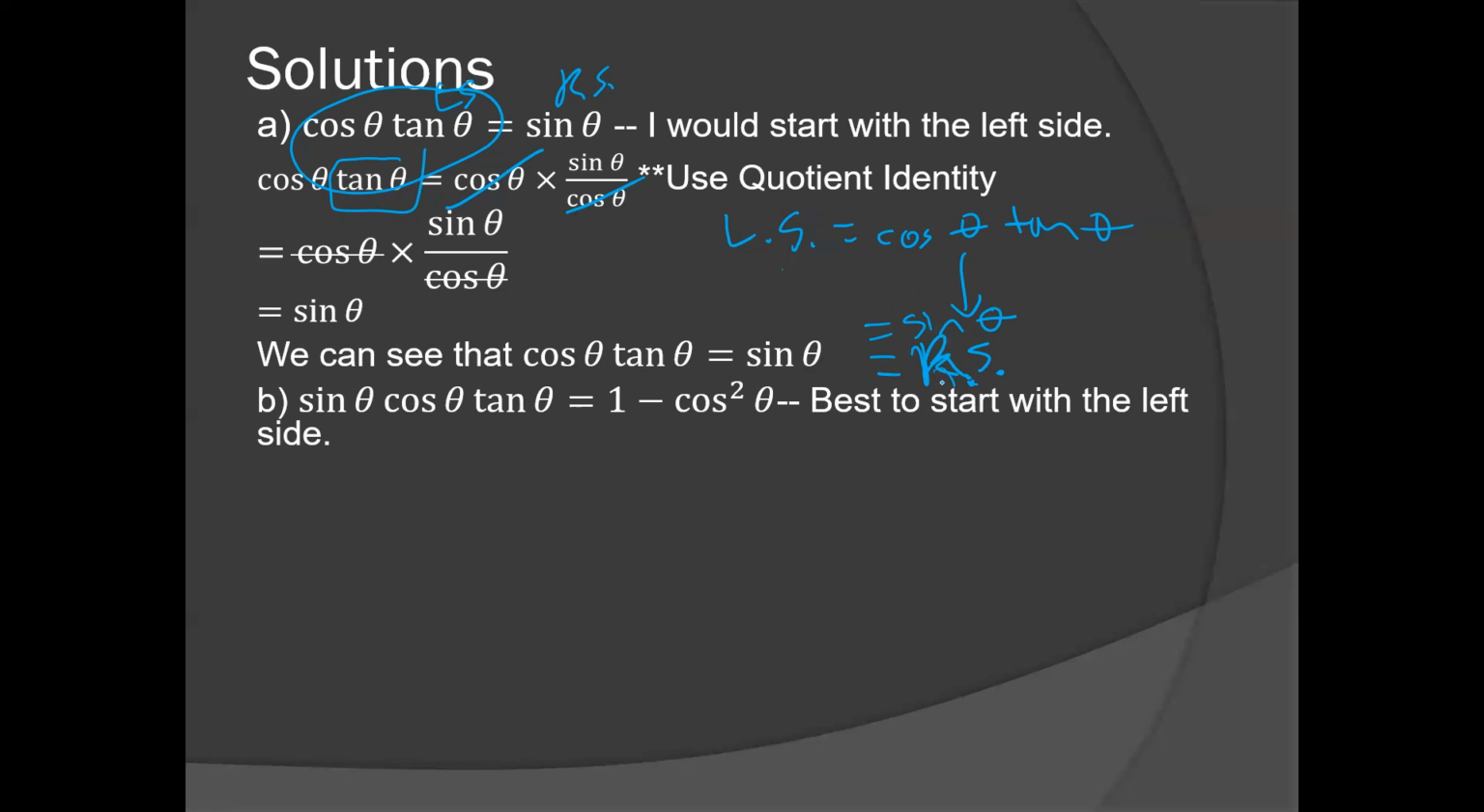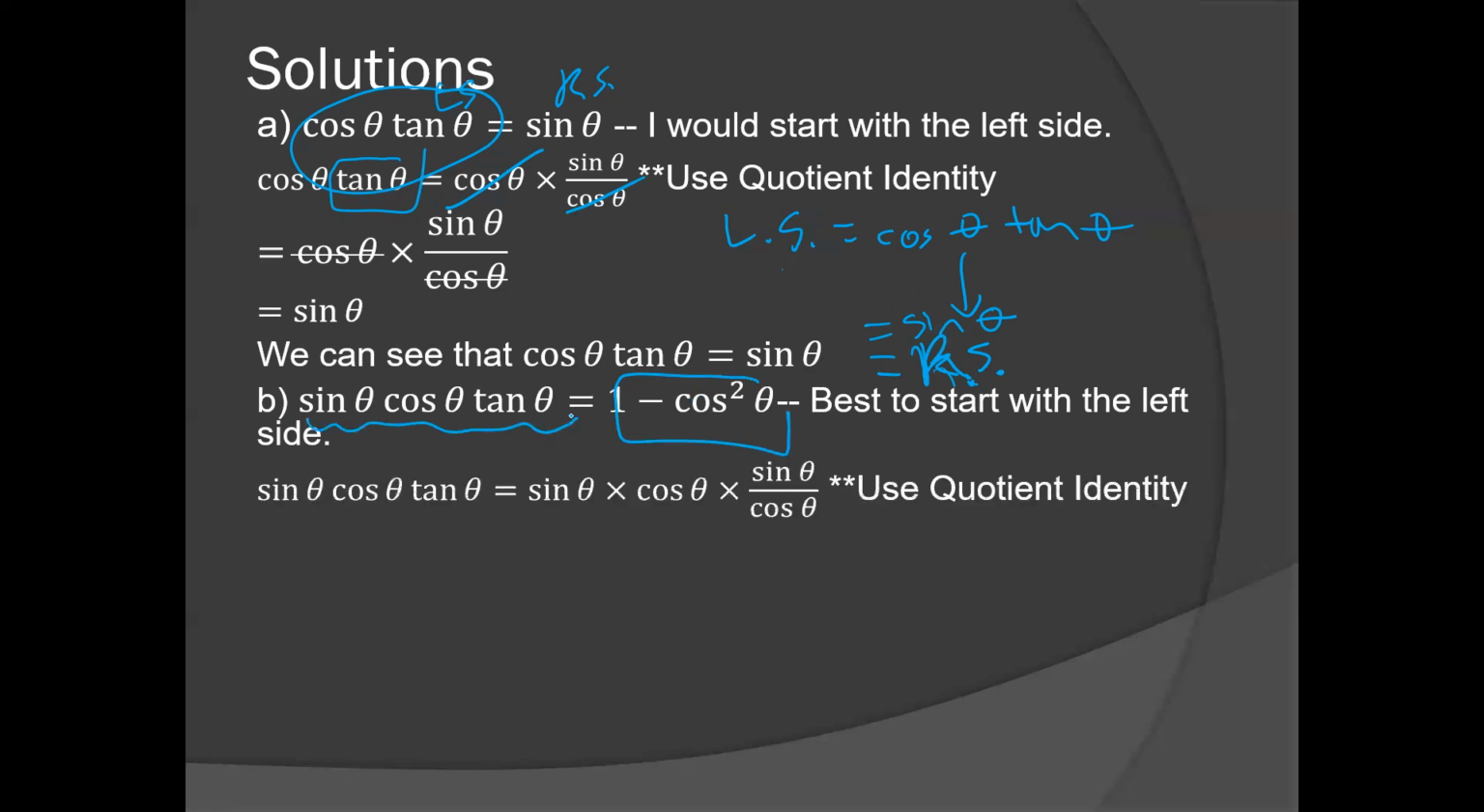Next example. This one's a bit more complicated, but I would again start with the left-hand side because even though this does look complicated, I think that there's more to simplify here. So again, my first strategy, rewrite tan theta as sine theta over cos theta. Whenever you have sine and cos and then you have a tangent in there, try to write tangent as sine over cos. And when you do this, you notice that the cos theta cancels, and sine theta times sine theta is sine squared theta.